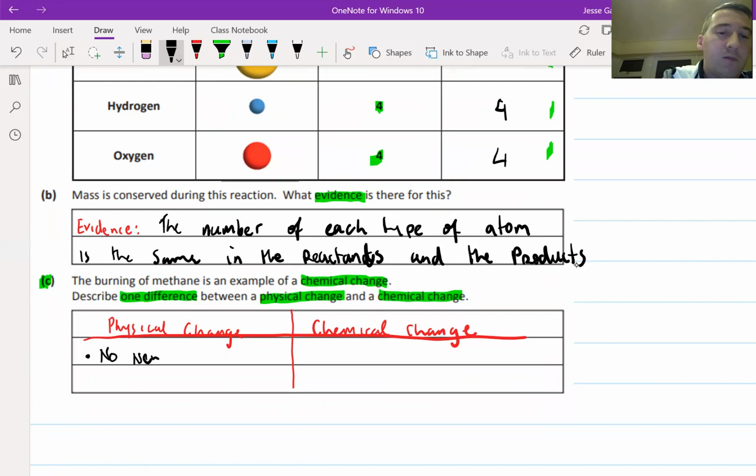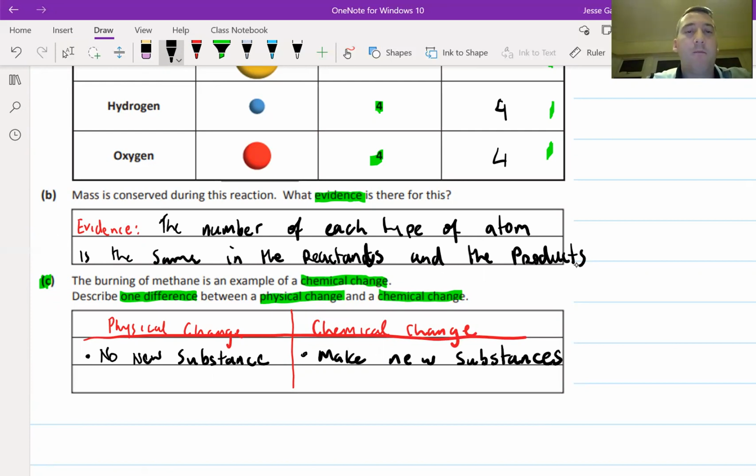So no new substance. So an ice cube is water that is solid, and then you melt it and that changes it to water that is liquid. It's still water though, it's not a new substance. Whereas chemical changes make new substances. Okay, that's the main difference.